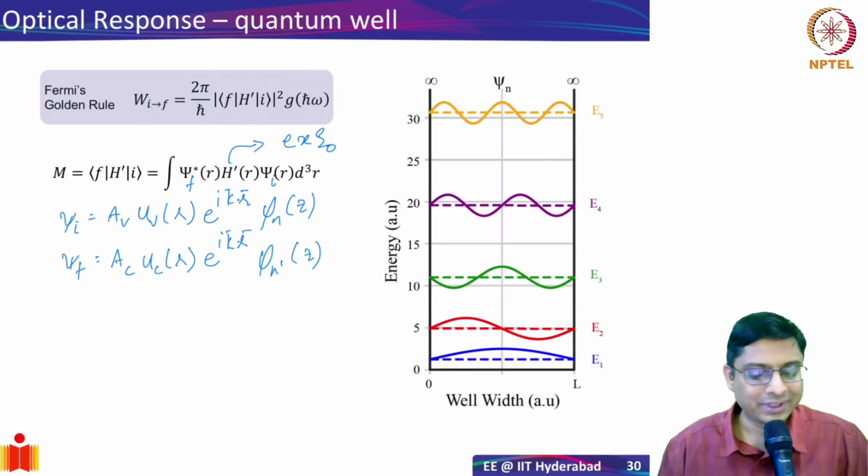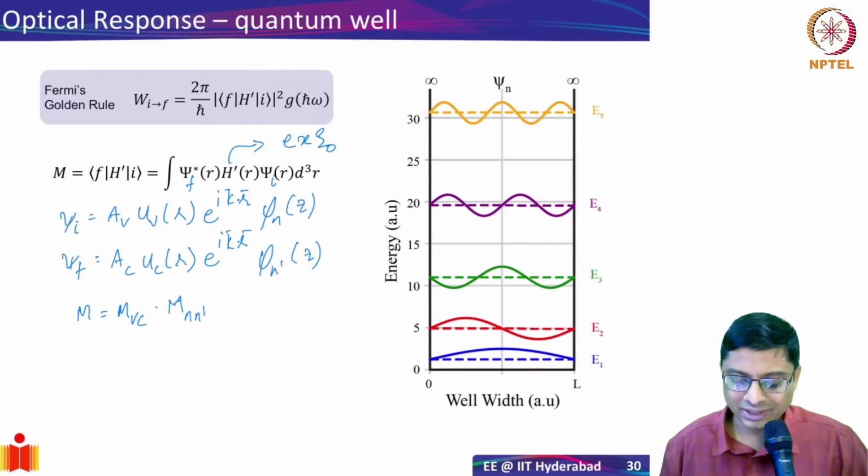We'll have to substitute and we'll get the matrix element. But it turns out that now there are two components to the matrix element. So the M is going to be, you put in psi f and psi i. There's going to be one component, which is basically the dipole moment associated with the valence and the conduction band, so VC, I'll call it. And then there is an overlap integral M n n prime. There are two parts. I'll show you what they are in a moment.